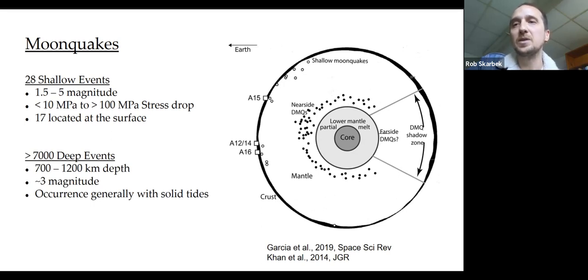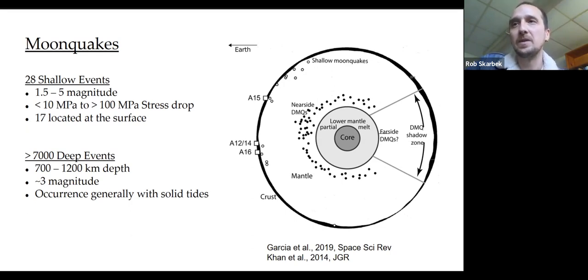And so some recent work has located about 17 of these shallow events right at the moon's surface using special seismological techniques for sparse seismic networks. And there's some indication that those events are triggered by tidal stresses.